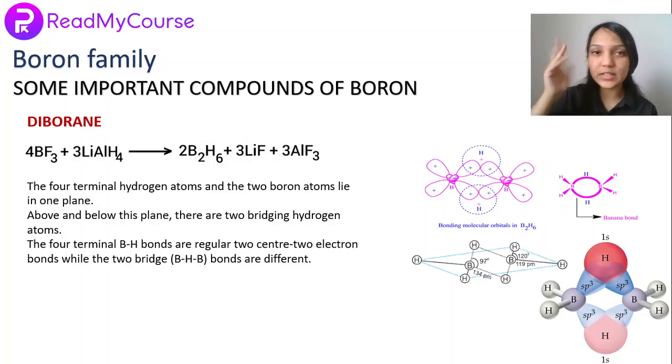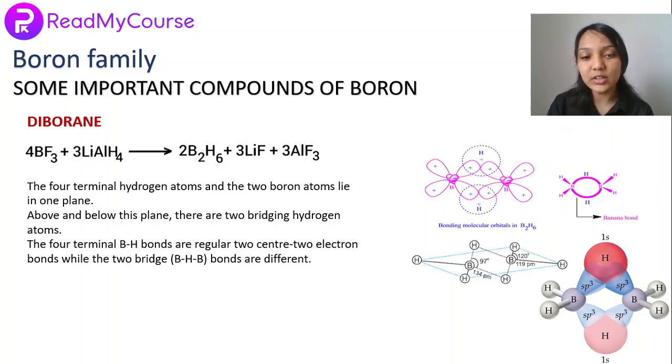And above the plane there is one hydrogen, and below the plane there is one more hydrogen. These act as bridging hydrogen atoms. Fine. And the four terminal BH bonds are regular two-centered two-electron bonds, while the two bridged bonds are different.